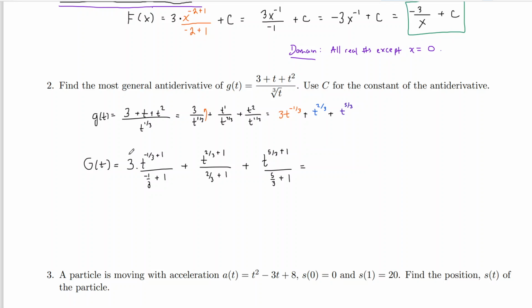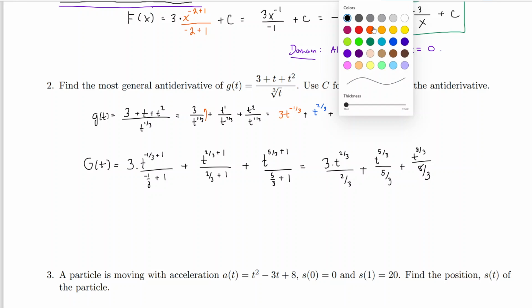All right, and now let's go ahead and simplify all these powers. So for the first one, negative 1/3 plus 1 is 2/3. So this will be t to the 2/3 over 2/3, plus the next one, we have t, 2/3 plus 1 is 5/3, and then that's over 5/3, plus, and then the last one, we have 5 over 3 plus 1 is 8 over 3. We get t to the 8 over 3 over 8 over 3.